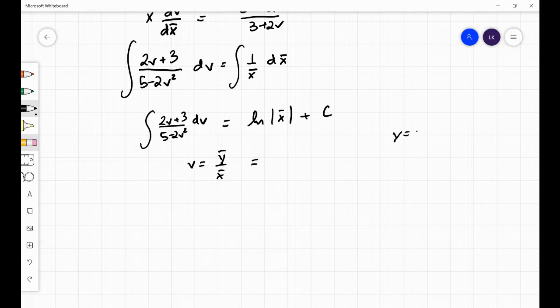So y was equal to y bar minus 4. x was x bar plus 2. So solving for y bar and x bar, we can just directly back substitute. Okay, and then we would have the implied solution. We would have a family of curves that satisfies the differential equation. I'll probably come back and fix that typo. So, all right.